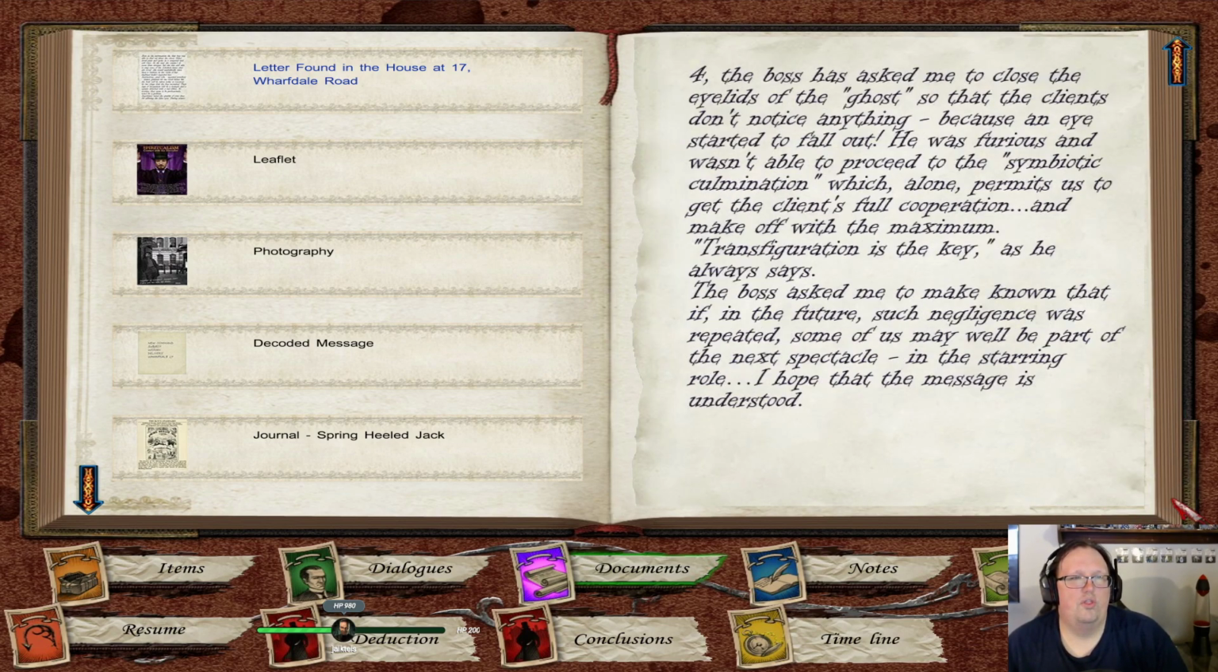During Seance 4, the boss has asked me to close the eyelids of the ghost so that the clients don't notice anything because an eye started to fall out. He was furious and wasn't able to proceed to the symbiotic culmination, which alone permits us to get the client's full cooperation and make off with the maximum. Transfiguration is the key. As he always says, the boss asked me to make known that if in the future such negligence was repeated, some of us may well be part of the next spectacle in the starring role. I hope the message is understood.